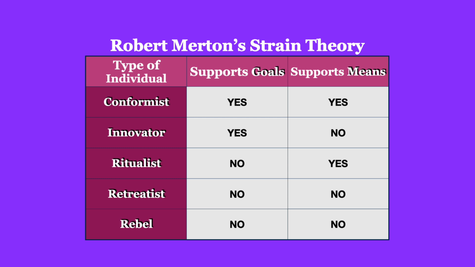How do people go about trying to meet the goals of their society, and what kinds of access and means are they using to try to support those goals if they're a conformist or an innovator? And if they don't support the goals, what does that mean, and how are those folks behaving?